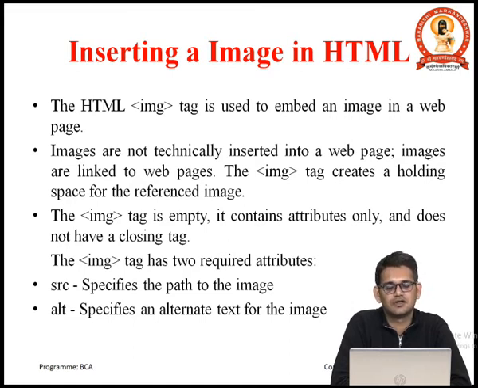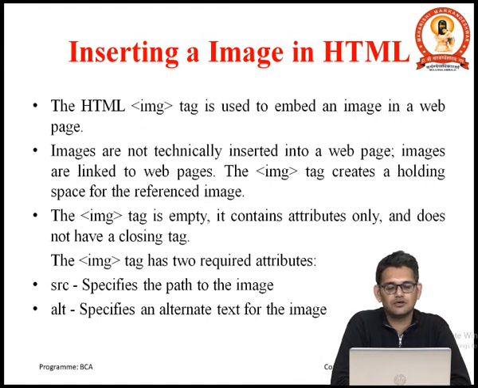Now within the IMG tag we need to provide the source location of those images. Initially the image tag is empty, it contains attributes only and does not have any closing tag. So it means that the image tag is a single or singular tag, not a pair tag, because all pair tags have a closing tag.